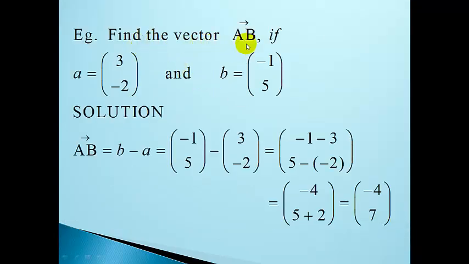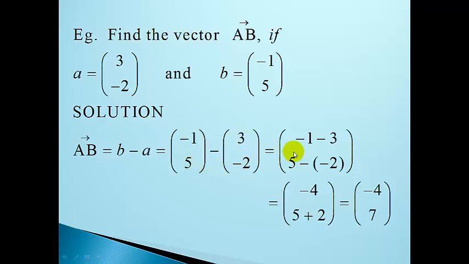Now find the vector AB if A equals (3, -2) and B equals (-1, 5). We know that the vector AB is equal to B minus A. From the diagram, we saw that vector AB is equal to B minus A. Vector B has been given to be (-1, 5), and vector A has been given to be (3, -2). So B minus A will be equal to (-1, 5) minus (3, -2). Now we are subtracting vector (3, -2) from (-1, 5).